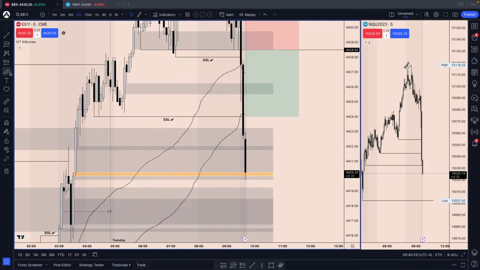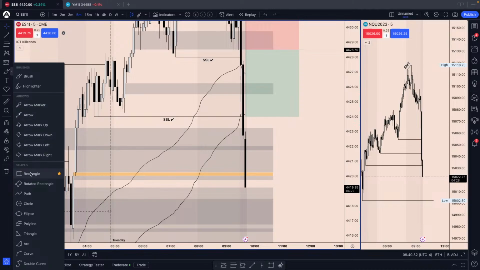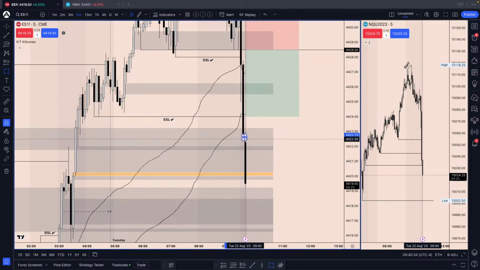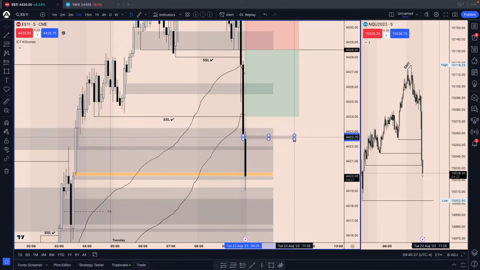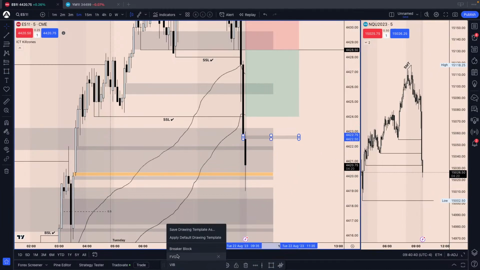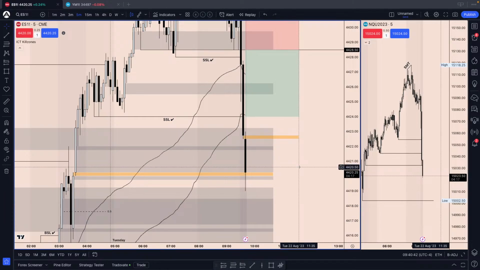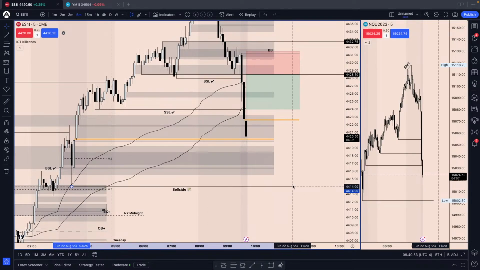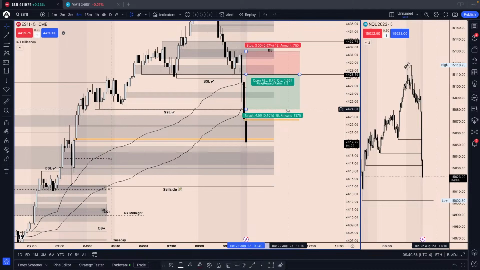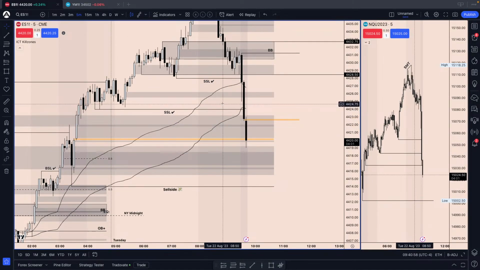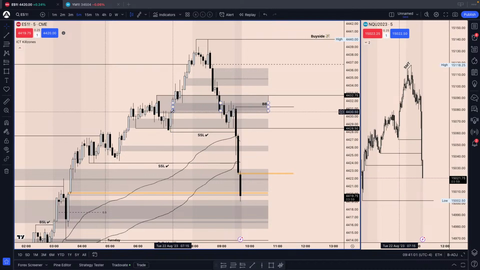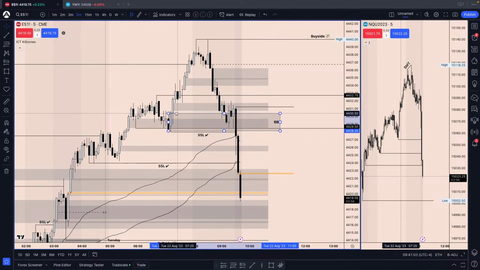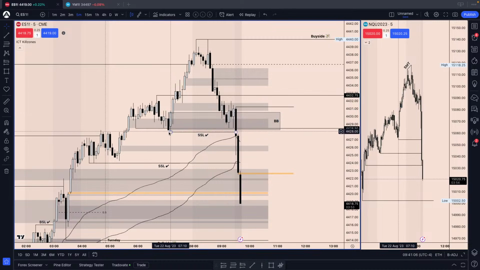So we open up with a volume imbalance, selling off very aggressively. Next sell side would be right here. Right here we would have the breaker block, the new breaker block, not the inversion breaker block anymore.